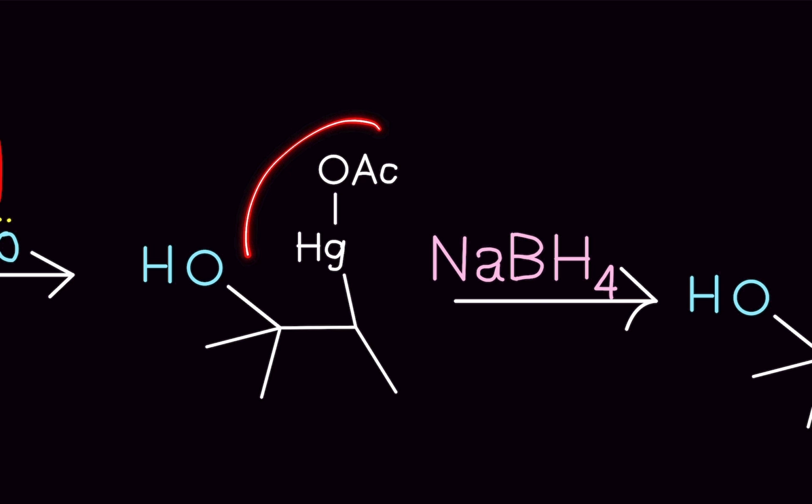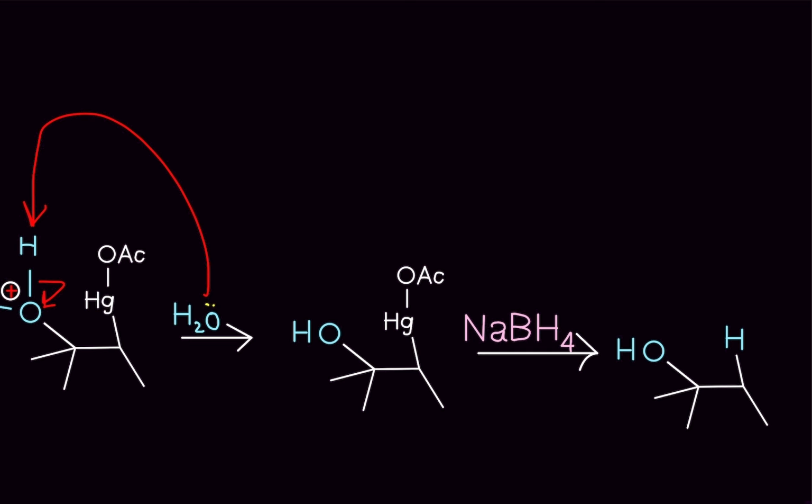We're still left with the mercury group there, so we have to get rid of it. We're going to use sodium borohydride. Now, the mechanism for this is a whole other thing. It is so complicated, with multiple steps and radicals involved. Don't worry about it. You'll never be tested on it in basic organic chemistry, or Ochem 1. You will never be tested on how to do this mechanism because it's just so overly complicated and long. We don't have time for that.